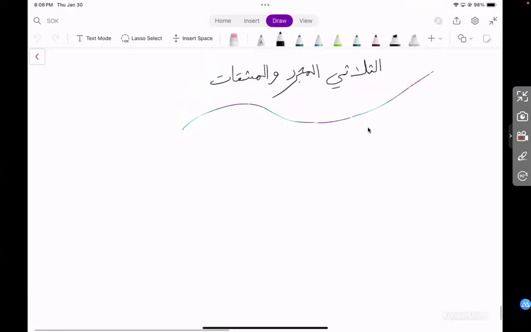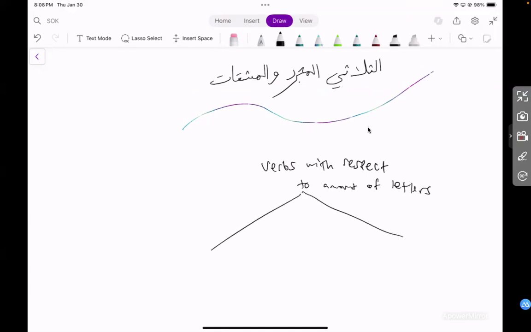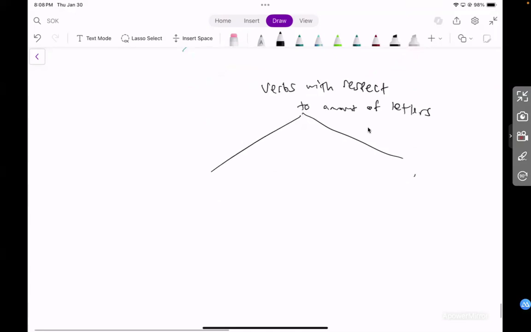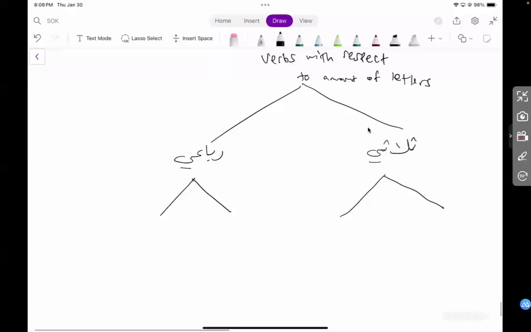So, verbs with respect to amount of letters. You have the ثلاثي, which we talked about last week, and then you also have rubai. Now these break up into two each, in some cases. So you will have ثلاثي مجرد and ثلاثي مزيد فيه.